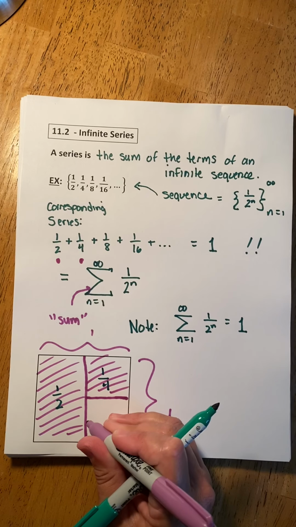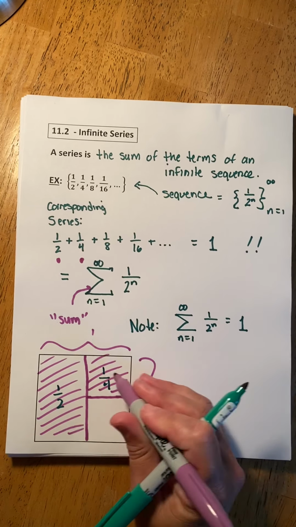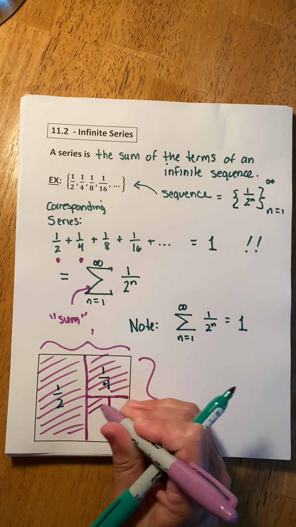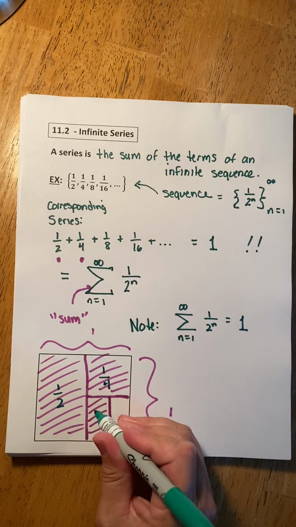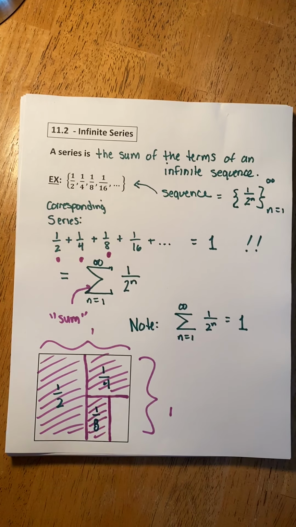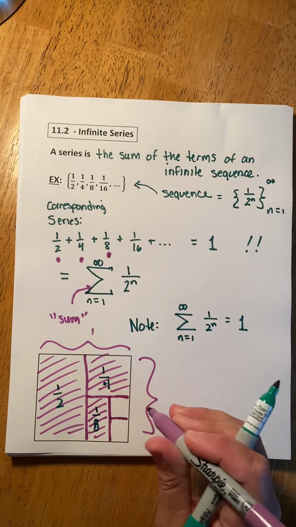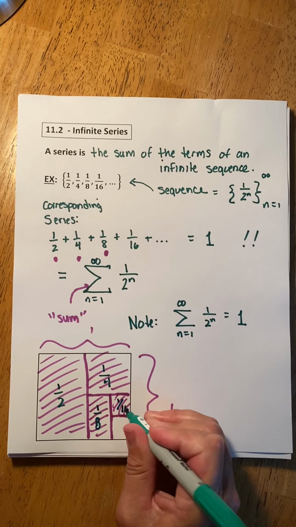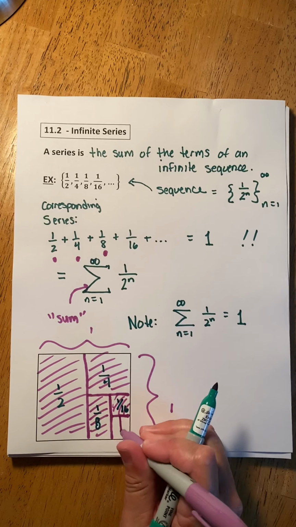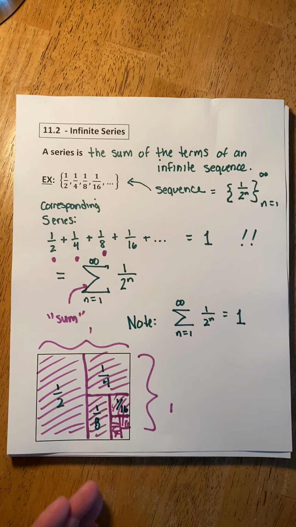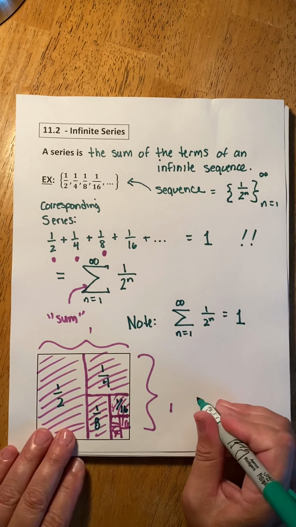I'm going to take what's remaining after taking out the 3/4, which is 1/4, and cut that in half. That gives me the next term, 1/8, so it represents that term in the sequence. We continue like this. I take half of that, which is 1/16. If we do this infinitely, can you see how we will technically never fill it in, but it will converge to 1? It will almost fill in. I think that's kind of pretty cool.